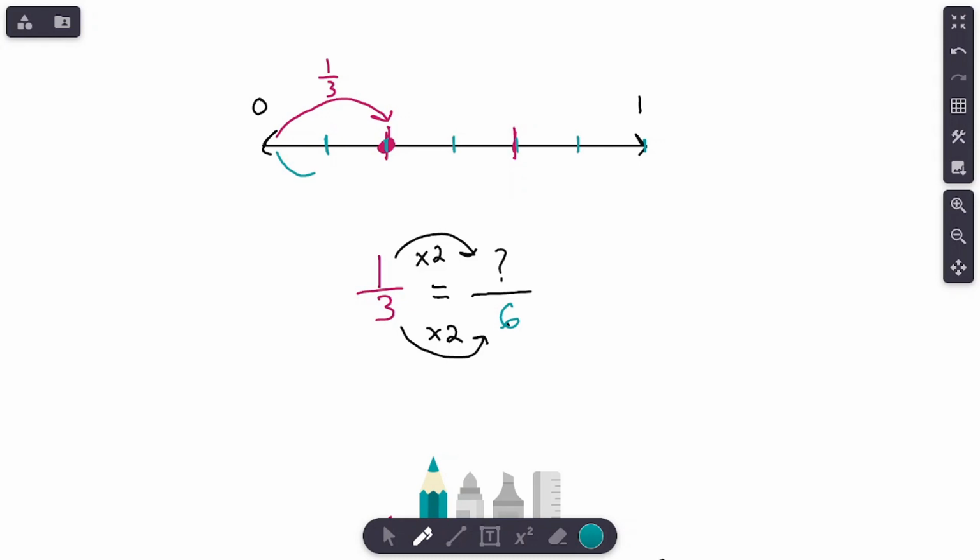Well, 1/6, 2/6. 1/3 is equal to 2/6. Notice the math down here. 1 times 2 in our numerator is 2. Multiply the denominator by the same number. Notice we multiplied our numerator and denominator by the same number. 3 times 2 equals 6.